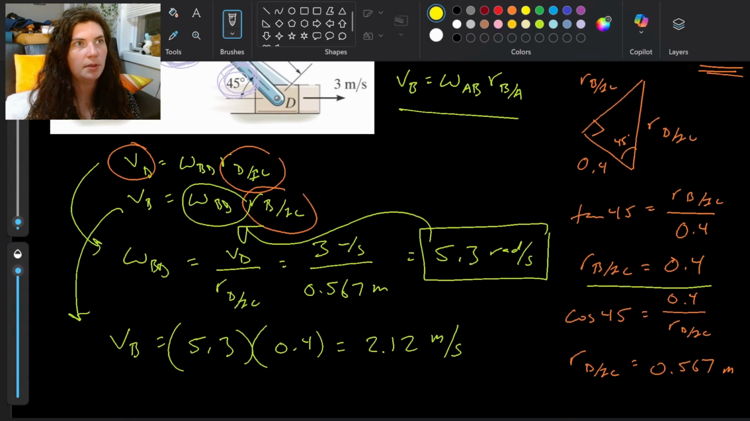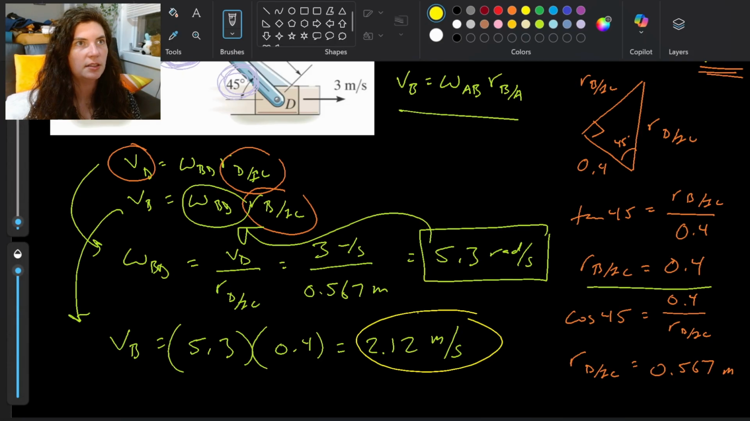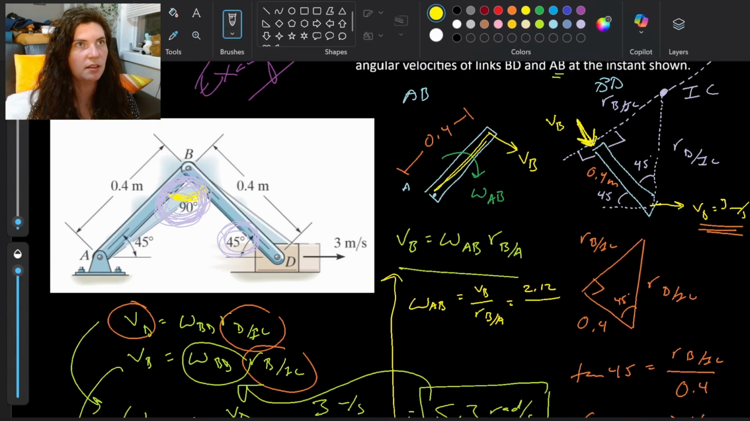So the very last step is that this guy is coming up here, and we're going to solve for omega AB. Omega AB is going to be VB over RB with respect to A. So VB is 1.12, and RB with respect to A is just the length of this rod, so that is 0.4 meters. So omega AB is also, coincidentally, 5.3 radians per second.